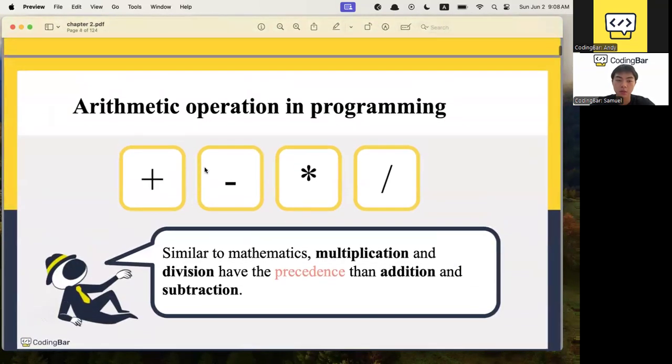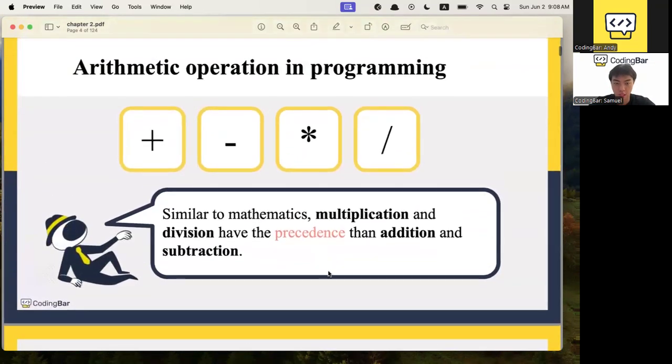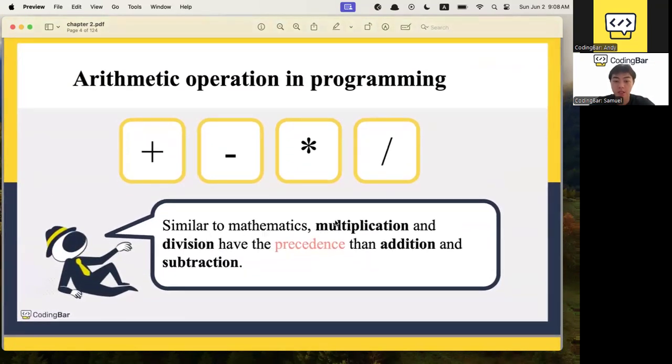Okay, let's see what is arithmetic operation. Arithmetic operation is something like mathematical operation, but it's one kind of mathematical operation. So they are doing plus, minus, times, divide. And also similar to mathematics, multiplication and division have precedence over addition and subtraction.